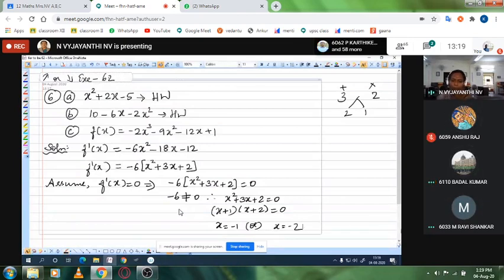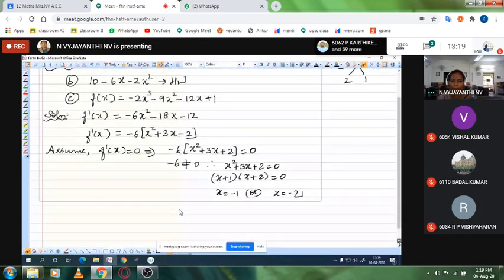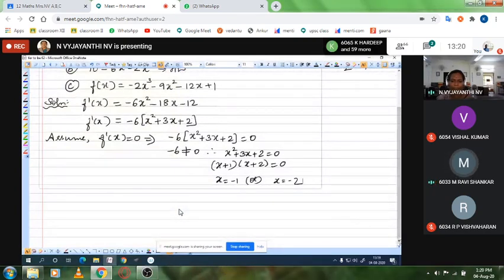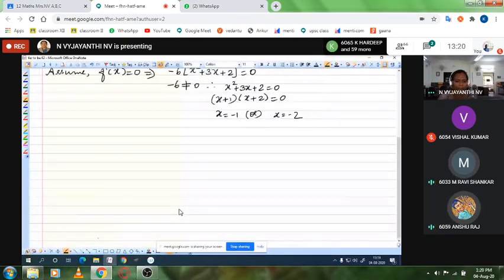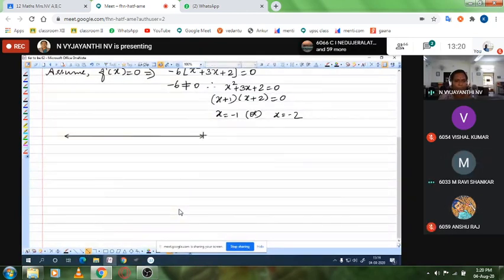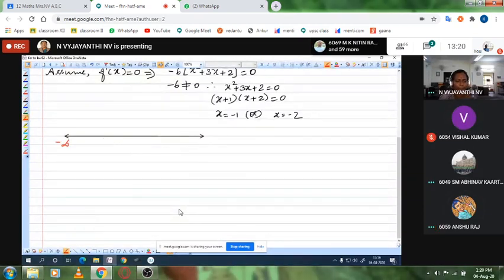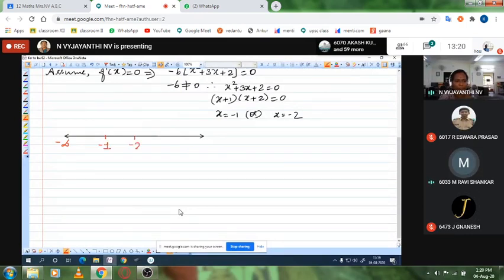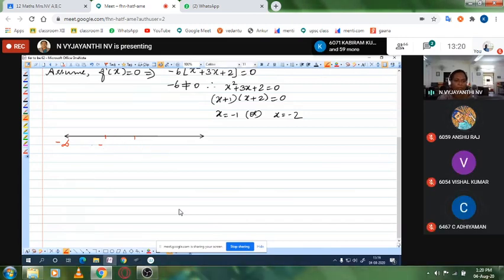So how to split the interval now? Minus infinity to minus 2, minus 2 to minus 1, minus 1 to infinity. How many intervals should we split into? 3. Should I put minus 1 first and after that minus 2? No, first minus 2, because minus 2 is smaller than minus 1, isn't it? Then minus 1 to plus infinity. So we have 3 intervals, isn't it?